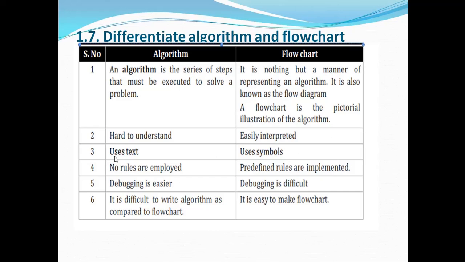The fourth difference is that no rules are employed in an algorithm. There are no such rules to follow. Whereas in a flowchart, predefined rules are implemented. We have to use those graphical notations or symbols to represent the flowchart. Other than those symbols, we should not use anything else.